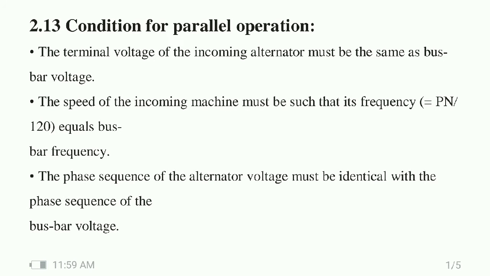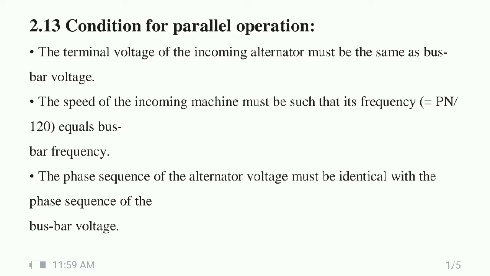Hello students, today we will see about synchronization of alternators and conditions and advantages of parallel operation of alternators. The conditions for parallel operation of alternators are: the voltage of your existing alternator and your incoming alternator must be the same, and the speed of your incoming machine should be the same as that of your existing machine, or your frequency should be the same as that of your busbar frequency.